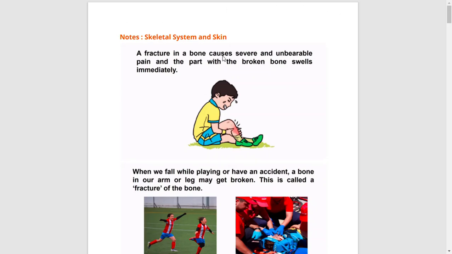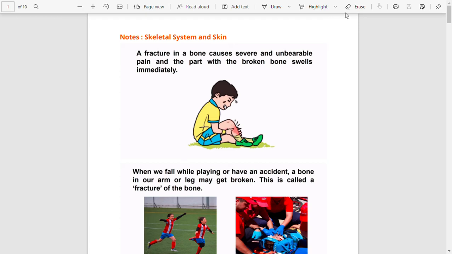Hi, today I'm going to tell you about the nodes of the skeletal system and the skin.